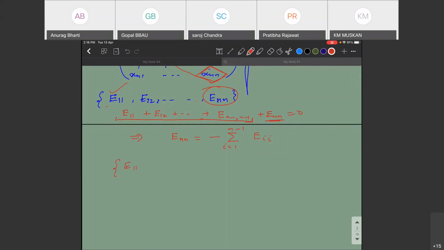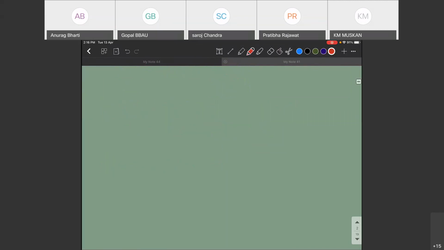So you have how many choices? So for this you have a choice. For this you have a choice. For this you have a choice. Then up to E(n minus 1)(n minus 1), you have choice, except this thing. Here you don't have any choice because if you know E11, E22, E33, and so on, oh, what I have written is not correct. If you know this matrix, then you must know Enn. So this will serve as a basis.